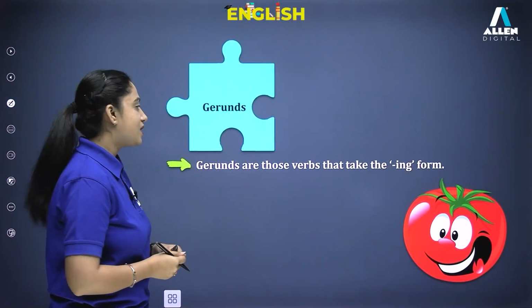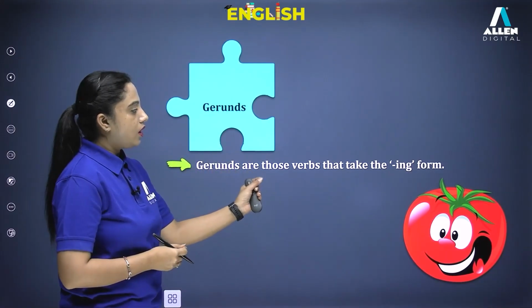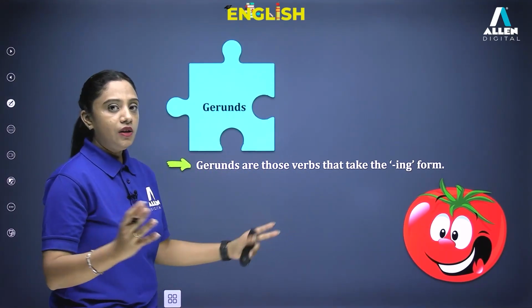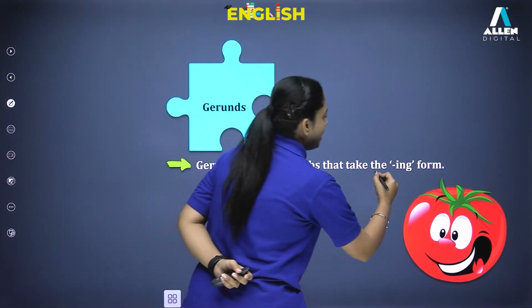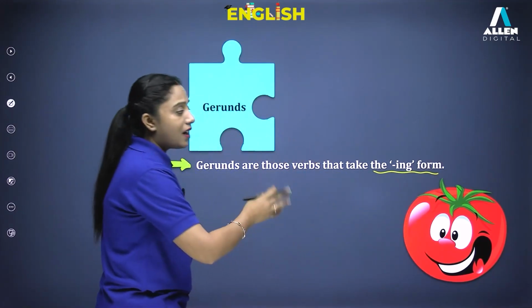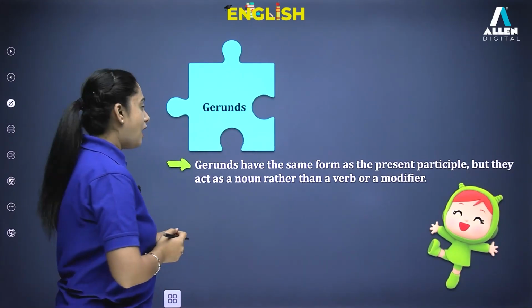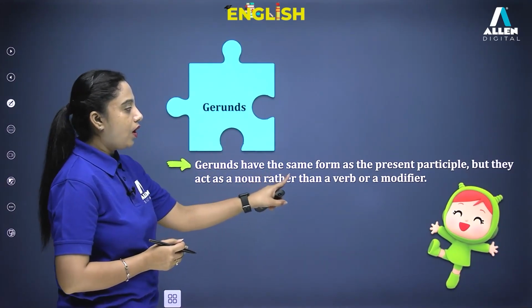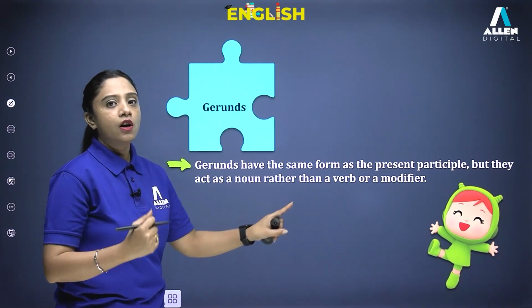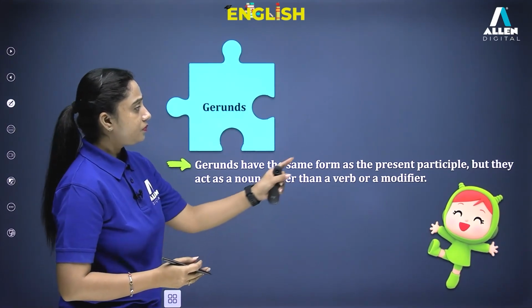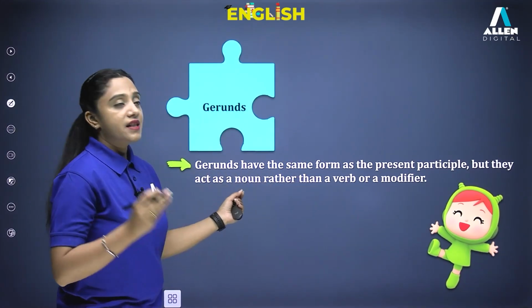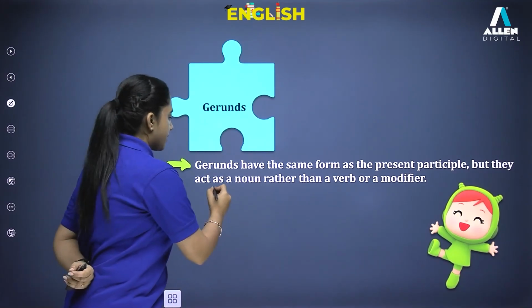So here is the first thing. Gerunds are those verbs that take the ing form. So here you are going to find words again in ing form, just like the present participle. Still, they are different from the present participle. How so? Gerunds have the same form as the present participle, since they also have that ing form, but they act as a noun. So this is the difference.